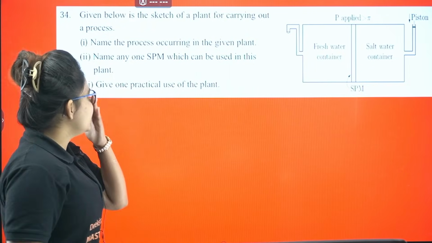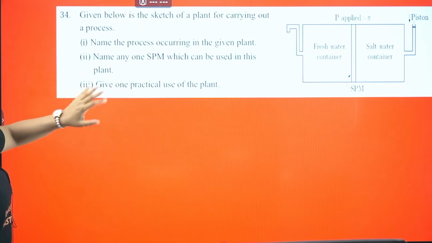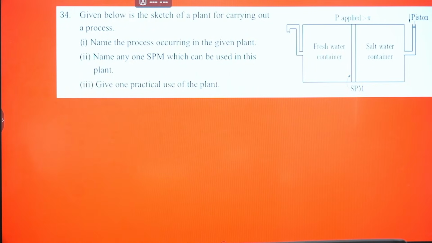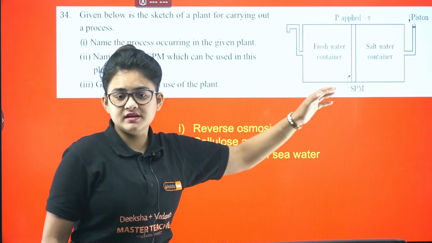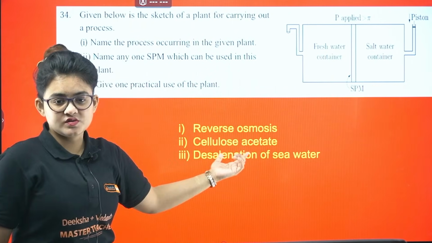Next, here you can see it's a diagram based question. Given below is the sketch of a plant for carrying out the process. Name the process. That is reverse osmosis, definitely, or better to say it is a desalination of water. Name the process occurring in the given plant, means what's going on inside the plant. It's actually reverse osmosis, right?